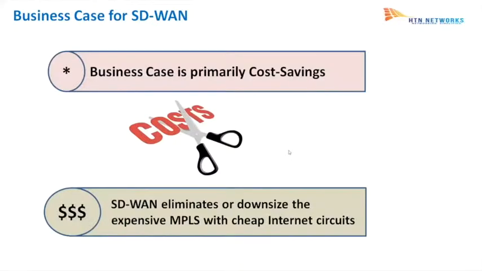So the business case for SD-WAN is primarily always cost savings, right? With the SD-WAN, you can save a lot of costs, and SD-WAN also eliminates or downsizes the expensive MPLS with cheaper internet circuits. So that is the business case for SD-WAN.